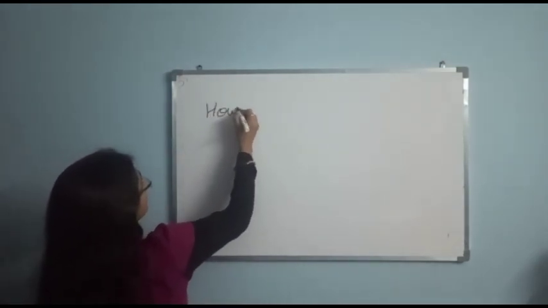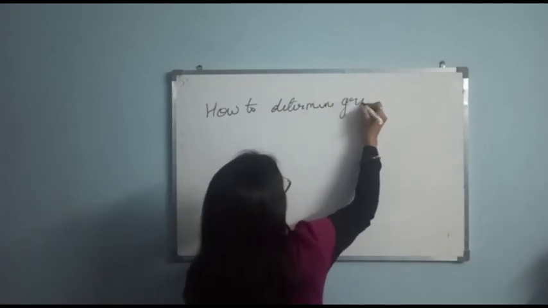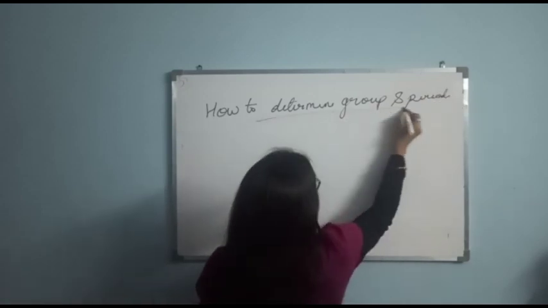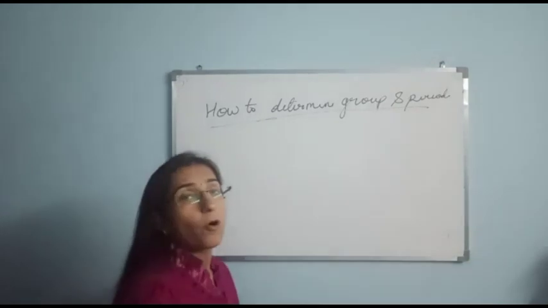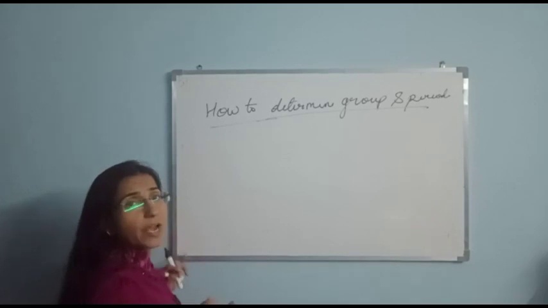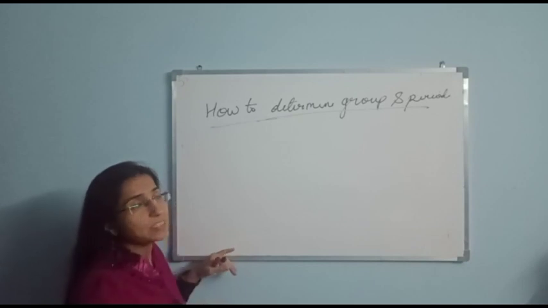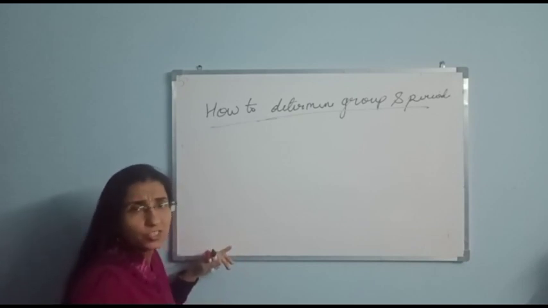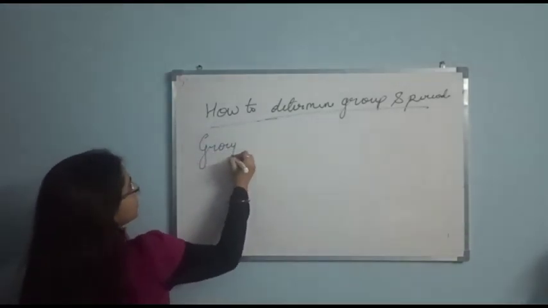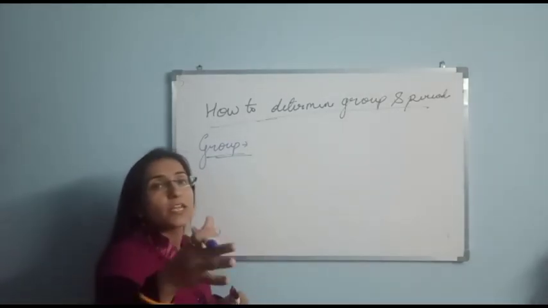How to determine groups and periods? For this, I hope you are all aware of the atomic number of the elements. I'll let you know the simplest approach for class 10th. The atomic numbers 1 to 20 are quite sufficient for you. First I'm going to tell you how to determine the group, that is, how to determine whether an element belongs to group 13, group 14 or group 15.